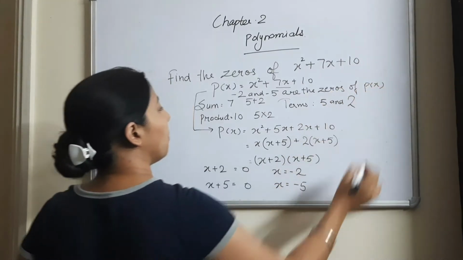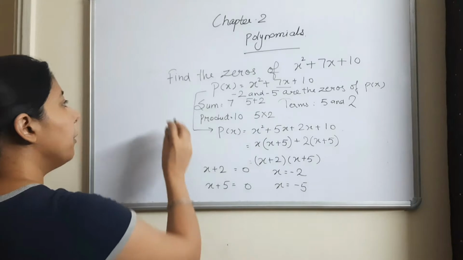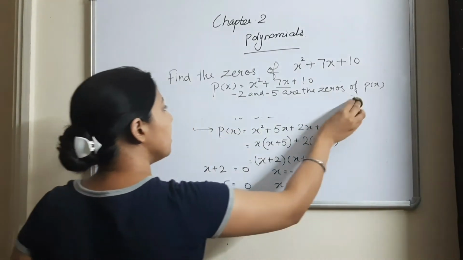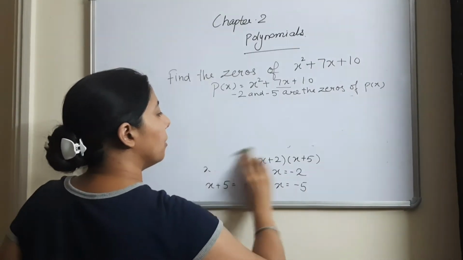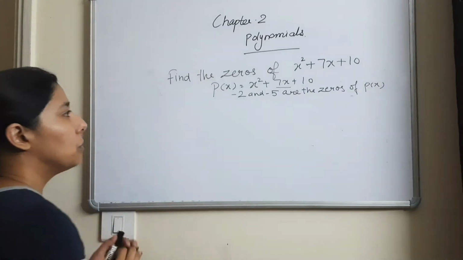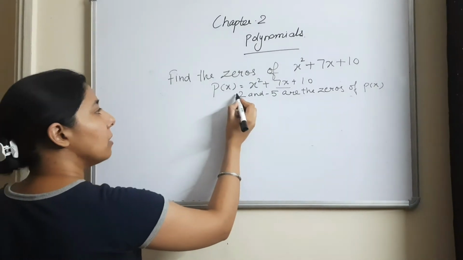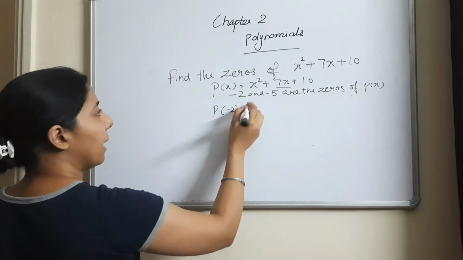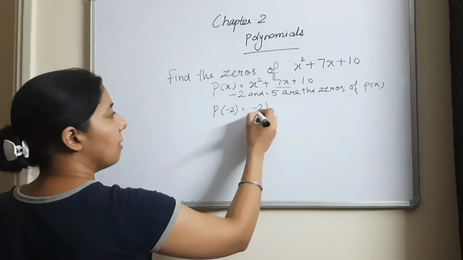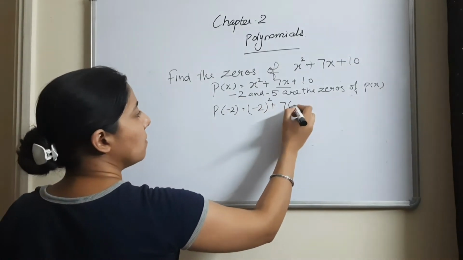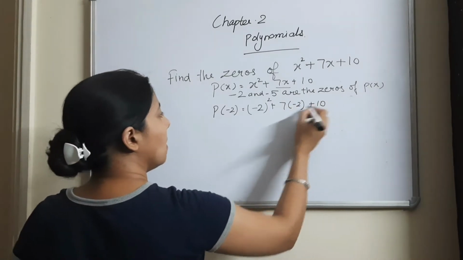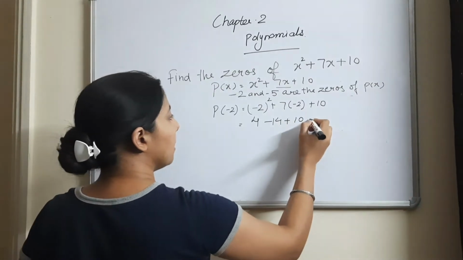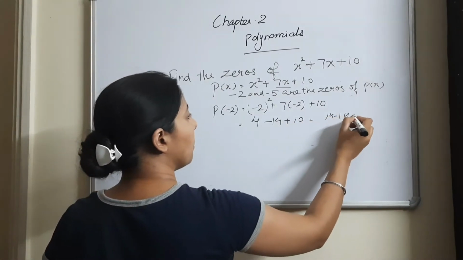Fine. Now the question that can come in your exam is, why are they known as the zeros of this polynomial? Why are they named zeros? If I put x equals minus 2 in this equation, P of minus 2, check this. The square of minus 2 is 4, minus 14 plus 10. This is 14 minus 14, which is 0.